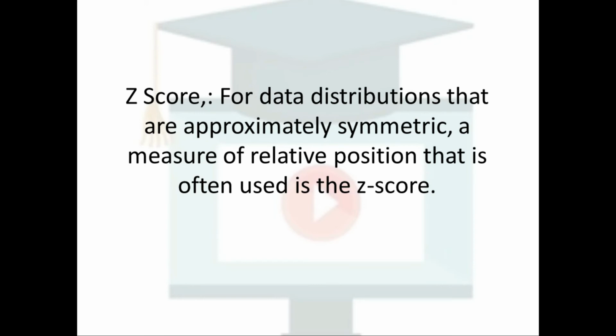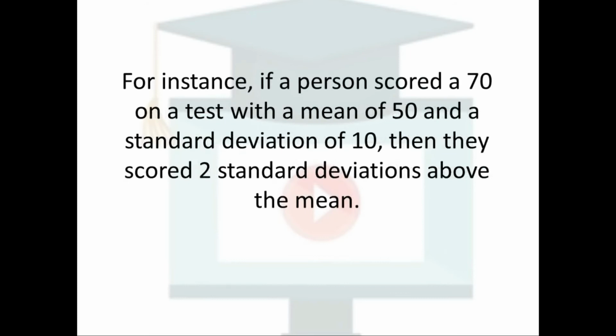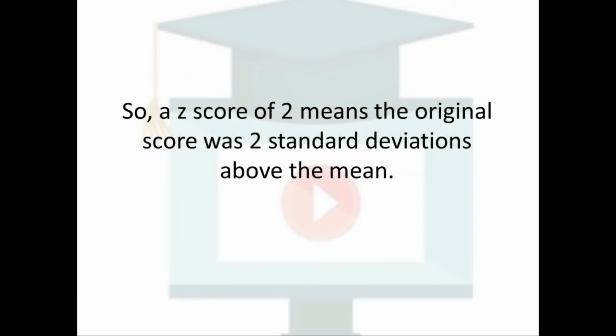used is the Z-score. Z-score gives us an estimate as to how many standard deviations a particular score lies from the mean. For instance, if a person scored a 70 on a test with a mean of 50 and a standard deviation of 10, then they scored 2 standard deviations above the mean. So, a Z-score of 2 means the original score was 2 standard deviations above the mean.